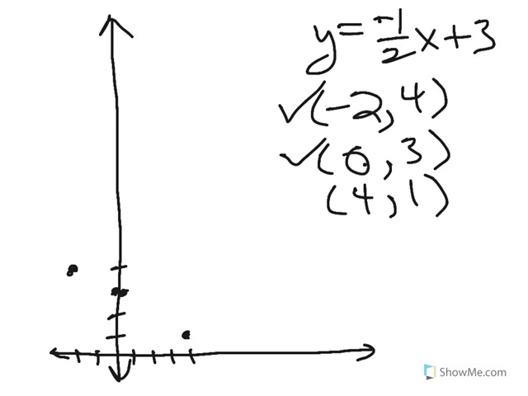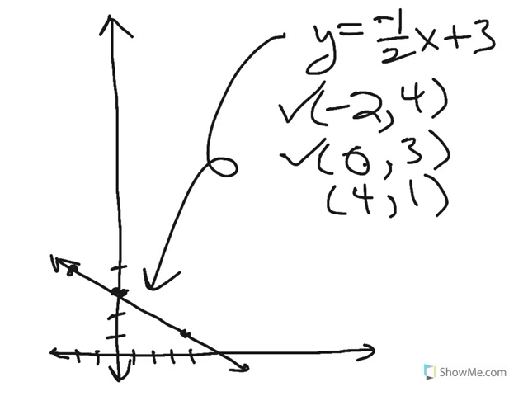Again, they do line up nice and neat. If I can draw a good line, that is. 4, 1 is right here. That's better. Okay, there's your line. That's the equation of the line, and those are the points that make it true, that make the sentence true.